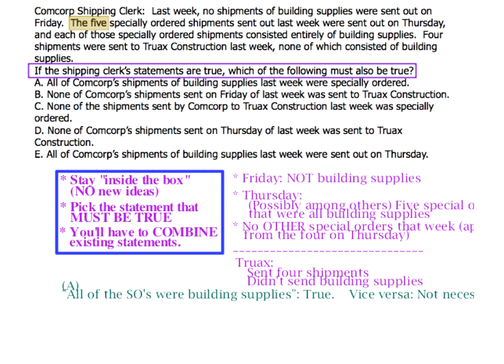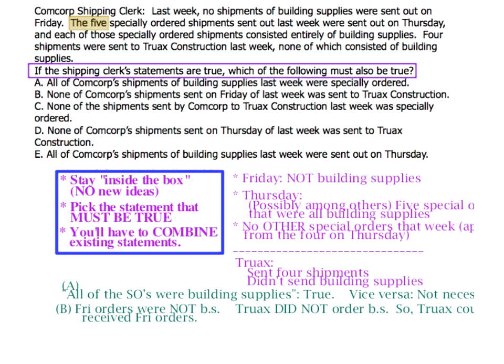So, just extract the right information here, right? Friday's orders were not building supplies. Truax did not order building supplies. So Truax could have received Friday's orders. Not necessarily. We don't know that for sure.